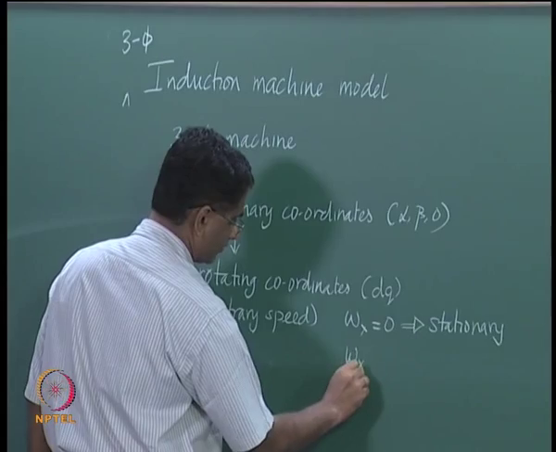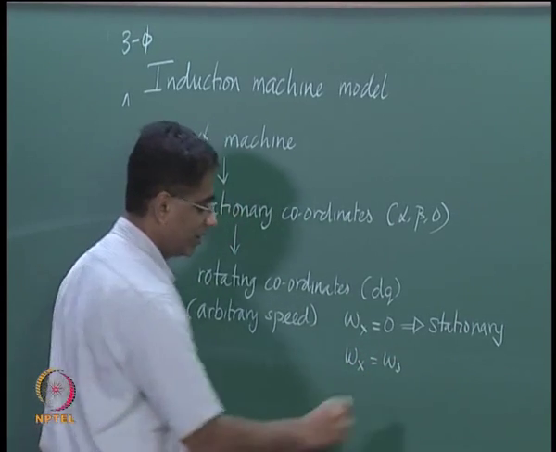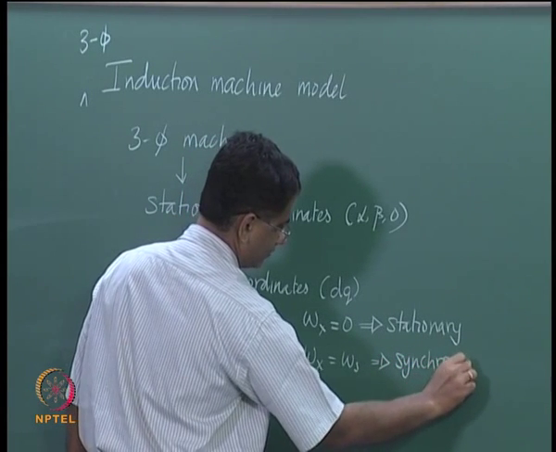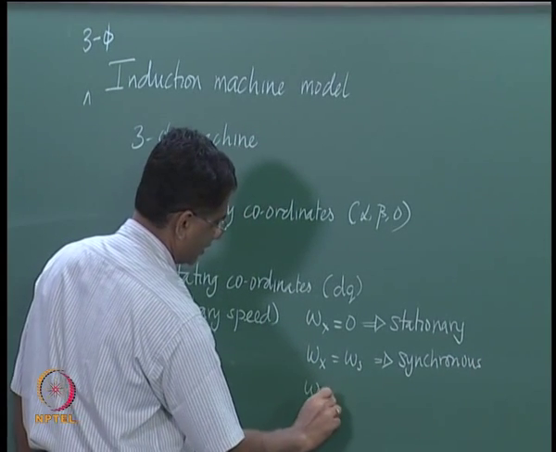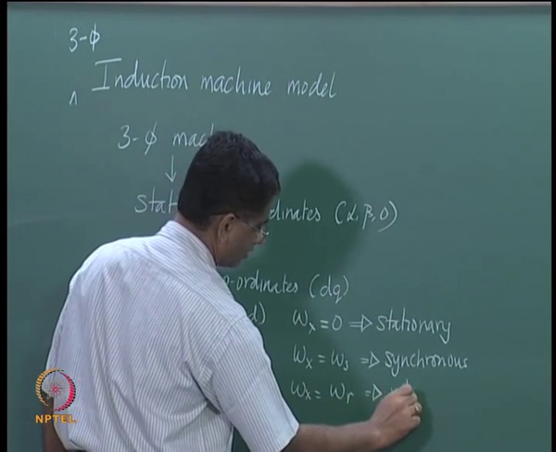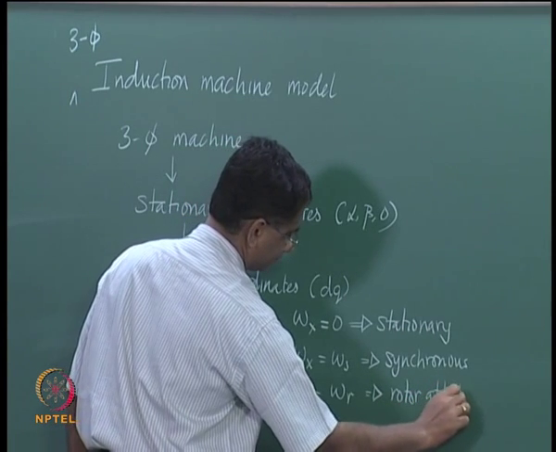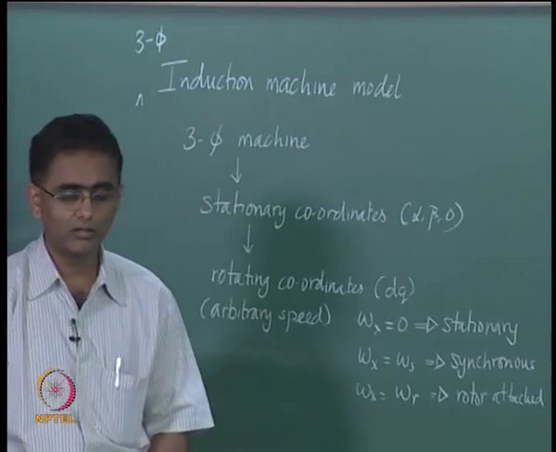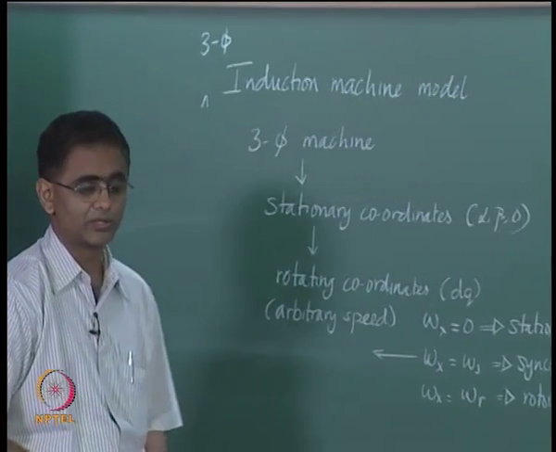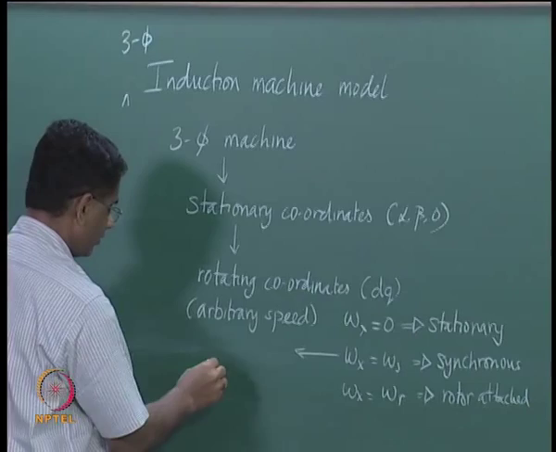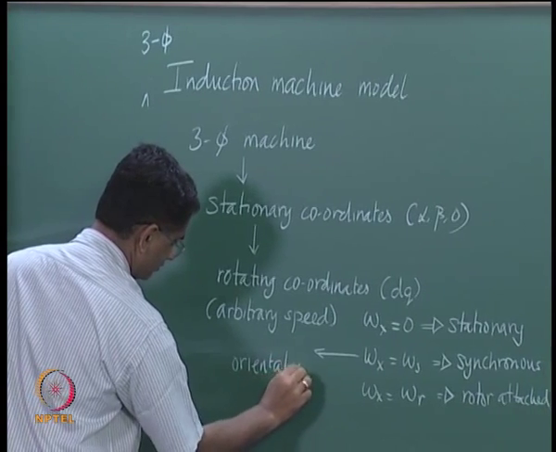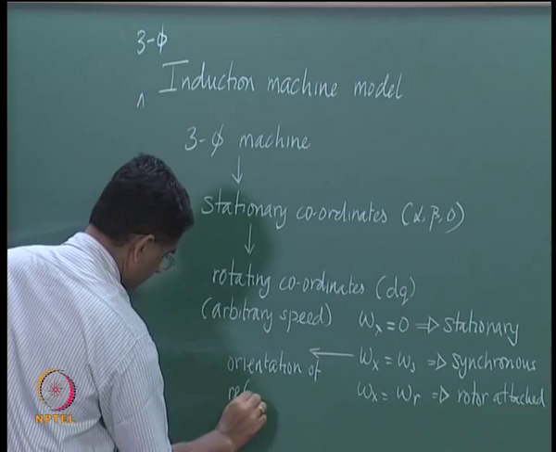If the speed is 0, that means that the frame doesn't rotate, it is fixed, and therefore it's a stationary frame. We could fix omega x equal to omega s, that is the synchronous speed, in which case it becomes the synchronous reference frame, or we could have omega x equal to omega r, that is the rotor speed, in which case it would be a rotor attached frame of reference. And then in the last lecture we had seen how the synchronous reference frame description can be made use of in order to orient the reference frame itself. Orientation of reference frame.